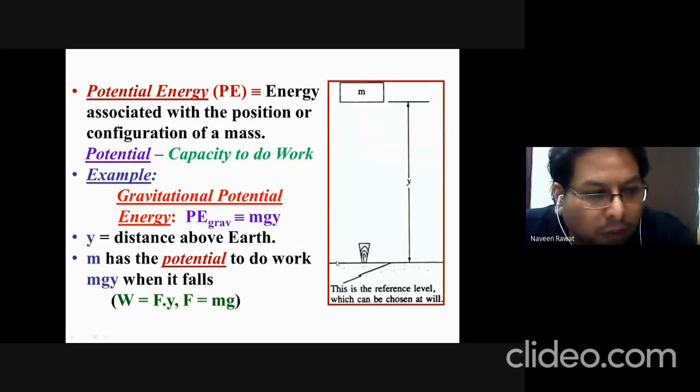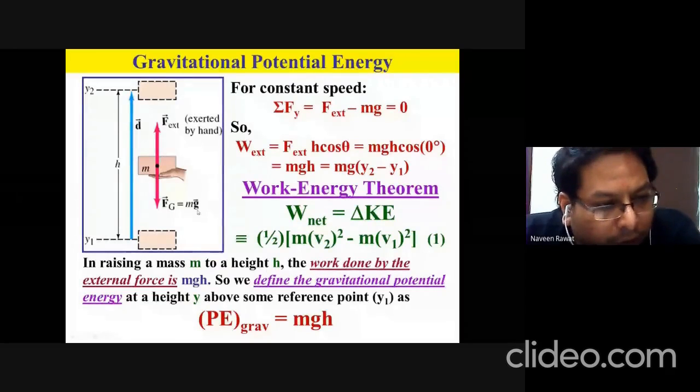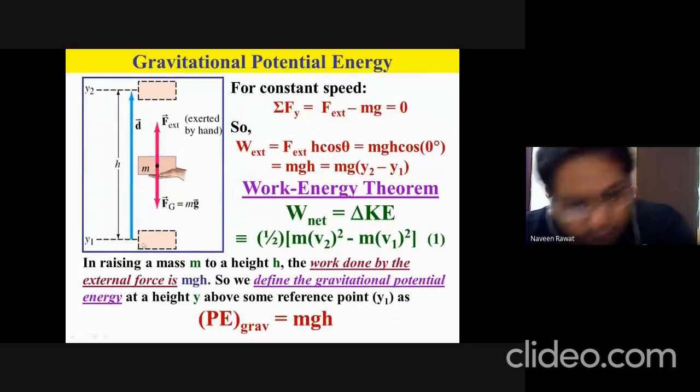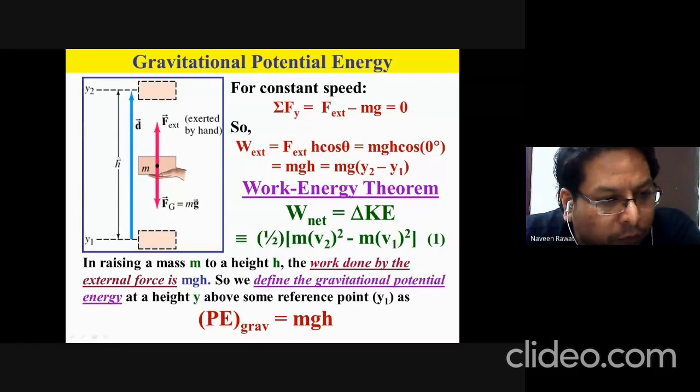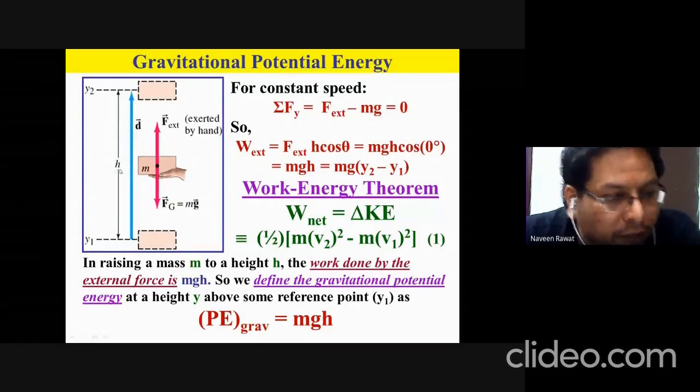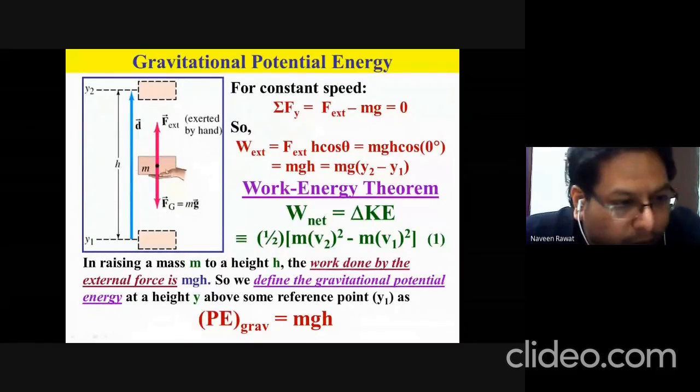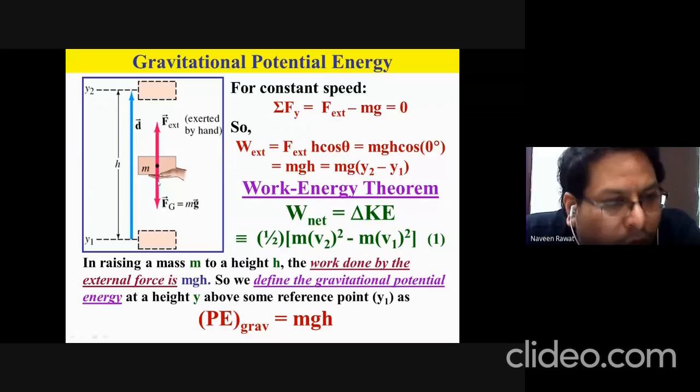Okay, now let's take an example of an object that we have at some location y1. And we are using our hand and moving this object to another location y2 by moving a distance of h in the upward direction. And what we are doing is moving at a constant speed. So when we are moving at a constant speed in the y direction, basically there is no acceleration, and the summation of all the forces in the y direction should be 0.